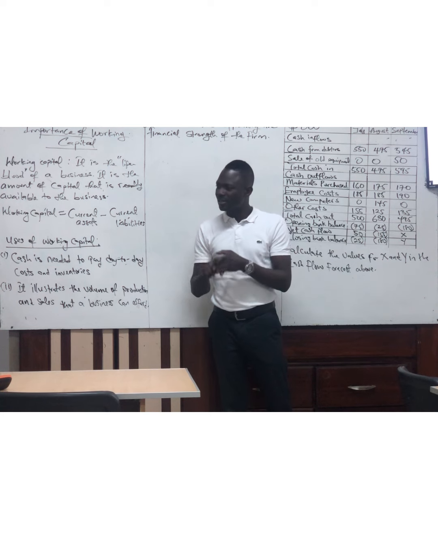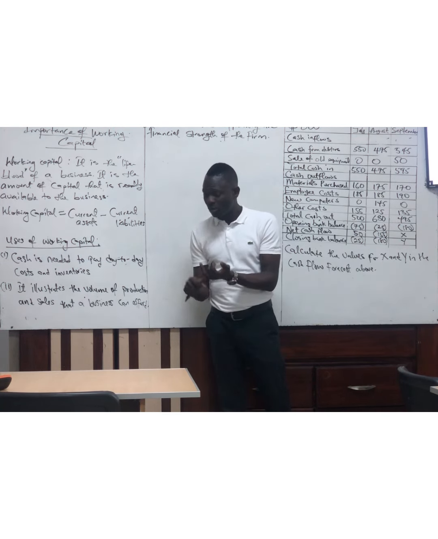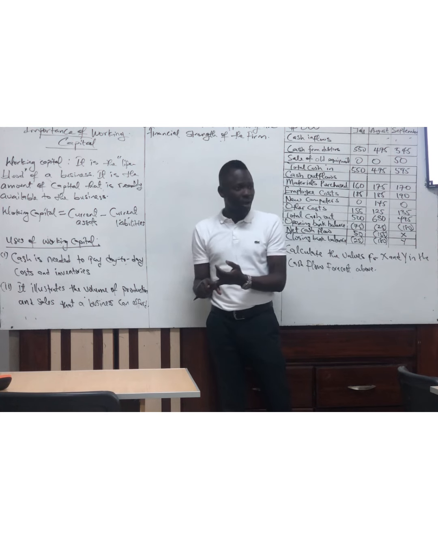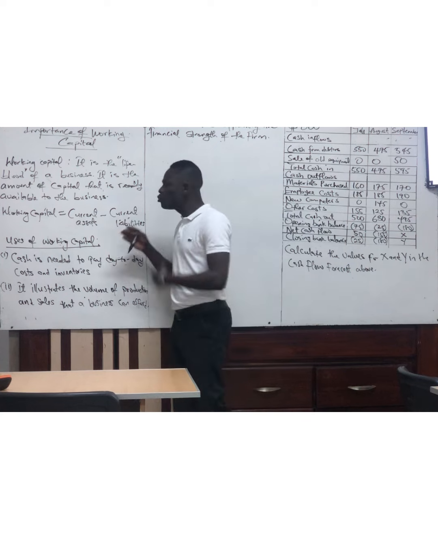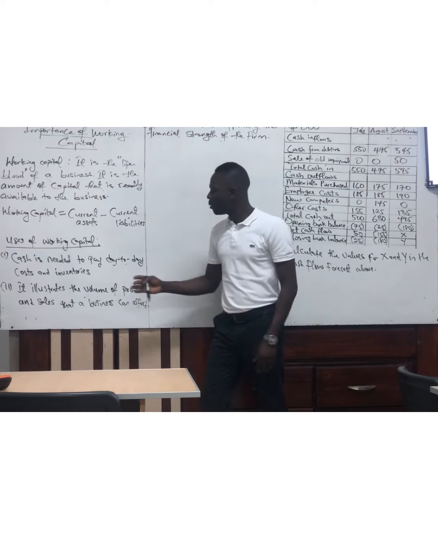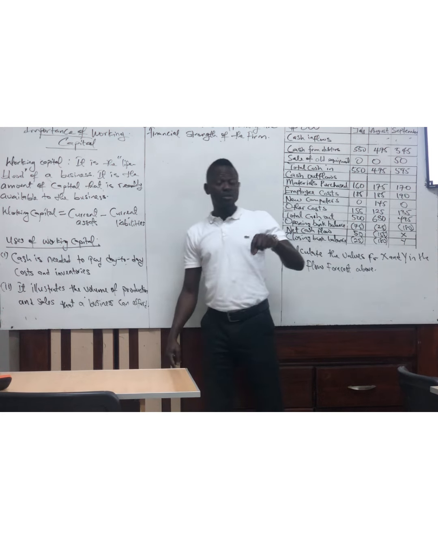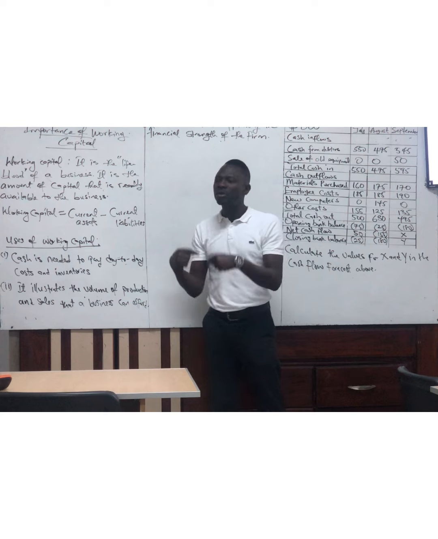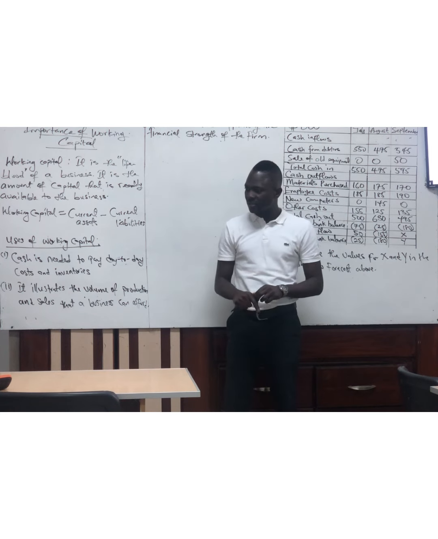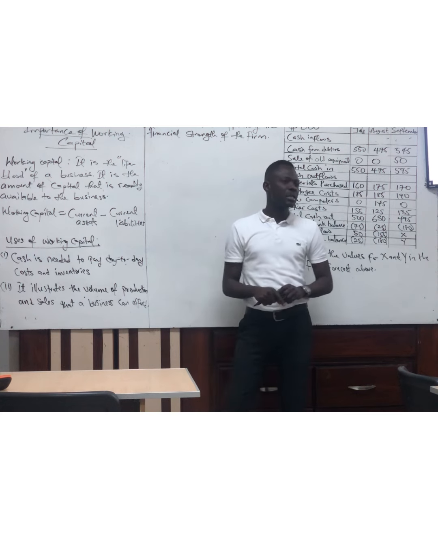These are your current assets. Then your current liabilities, your creditors, your bank overdraft. Is it clear? Great. So what do we use working capital for? Number one, cash is needed to pay day-to-day costs and inventories. So your working capital is used to run the day-in, day-out expenses of the business. Also, if you need to buy raw materials or stocks, you use your working capital to buy.